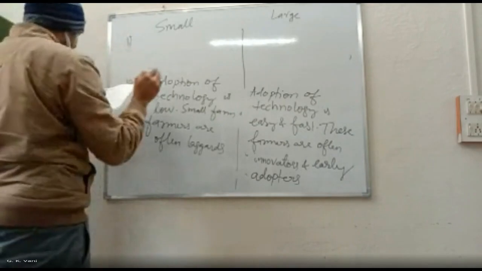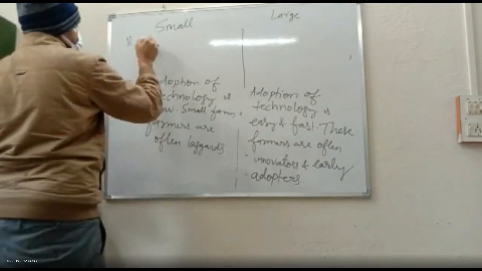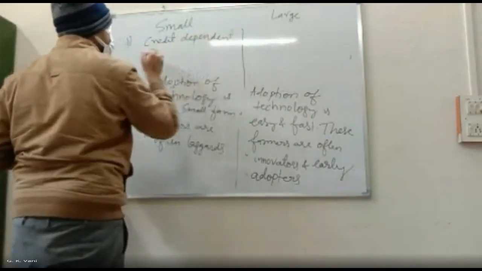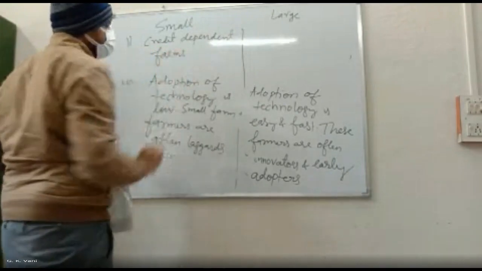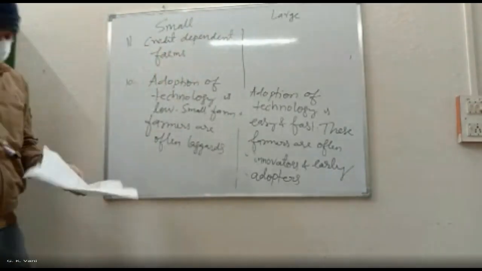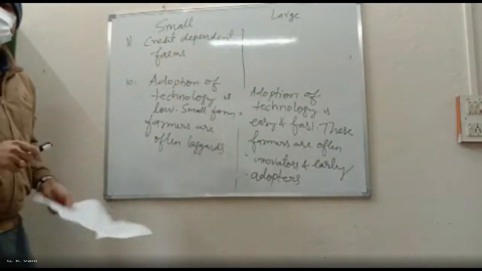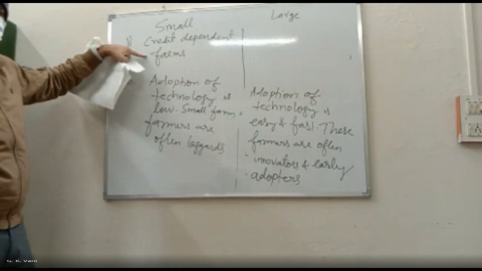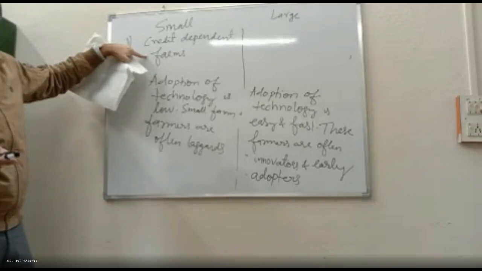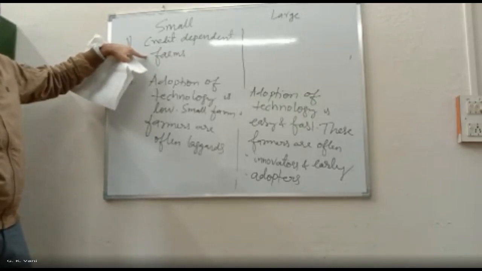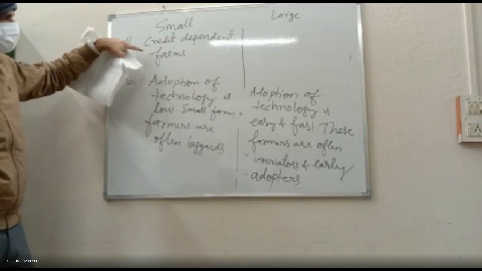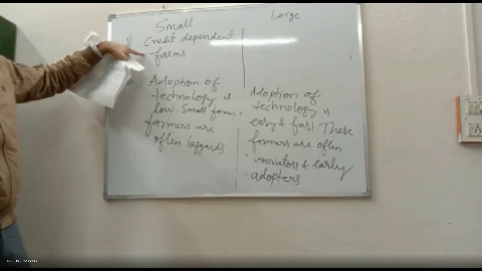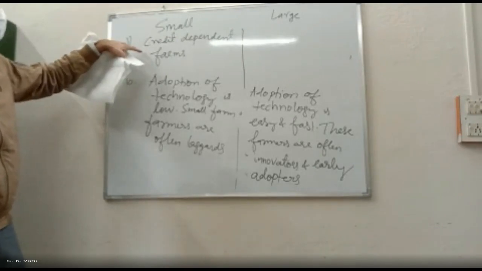Then the 11th point is they are credit dependent farmers. These farms need credit every year, and that's why the Kisan Credit Card is running in India. Why do you see a beeline in front of banks every year? Why is there a huge rush at the beginning of every sowing season? Because these farmers need credit to buy the agriculture inputs needed for sowing. Right? These are the people who are credit hungry.